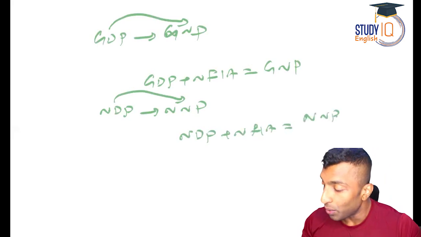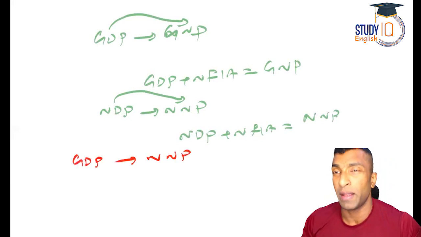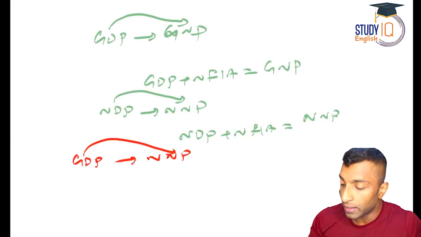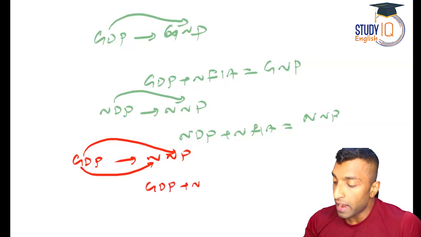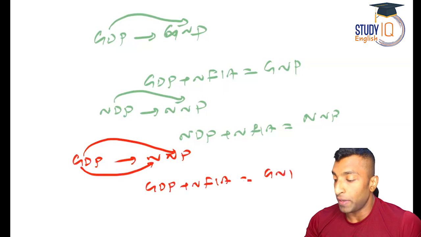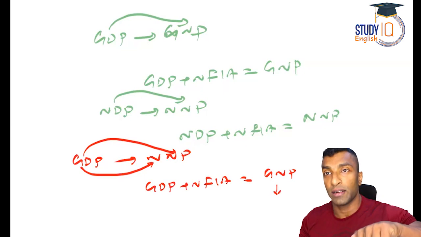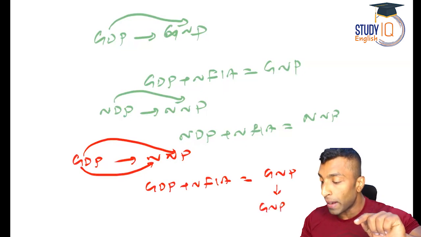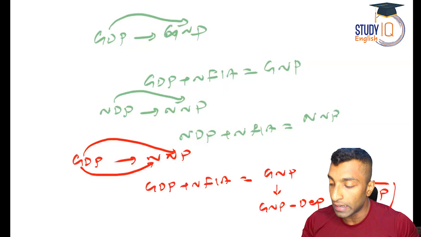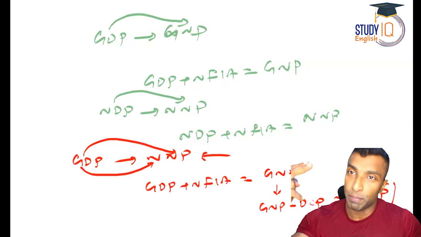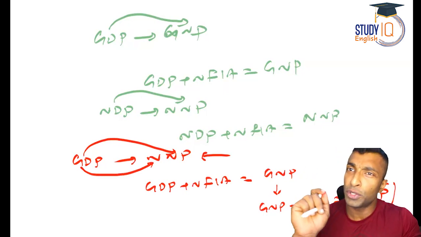NNP. Now suppose I have GDP, and I need to get NNP. I need to change the second letter, and I need to change the first letter also. So let's start with the second letter. GDP plus NFIA, what will I get? GNP. So I've done the first task. Now I have GNP. Now I need to change the first letter. What do I need to do? GNP minus depreciation, I will get NNP. So what I got is NNP, which is what I wanted to get. So two steps: first, depreciation so that I can get net, then NFIA so that I can get national. So these are the two important concepts.